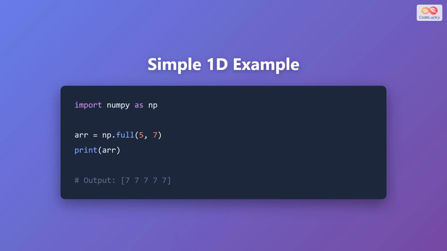Here's a simple one-dimensional example. We import NumPy as np, then create an array using np.full with 5 as the shape and 7 as the fill value. When we print this array, we get an array containing 5 elements, each with the value 7. Notice how all elements are identical, filled with our specified value.